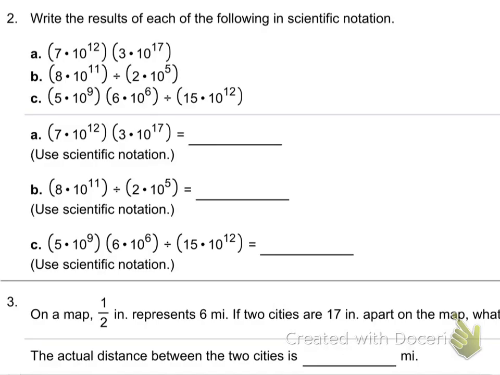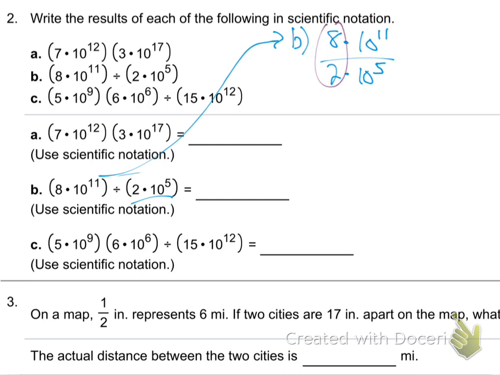On B, same thing. We have, I'll bring them over here. In fact, let's bring them up here. There we go, part B. 8 times 10 to the 11th divided by, I'm going to write it as a big fraction, 2 times 10 to the 5th. Okay, we know what goes on here.